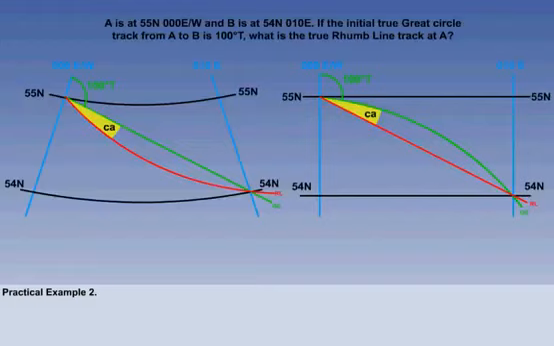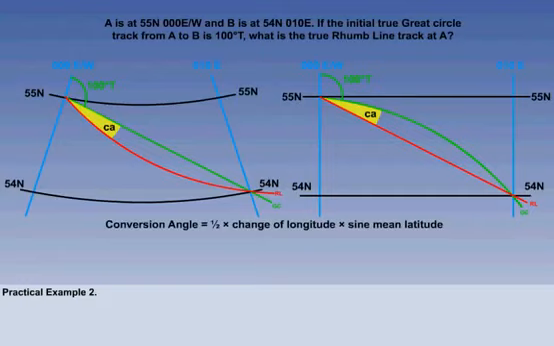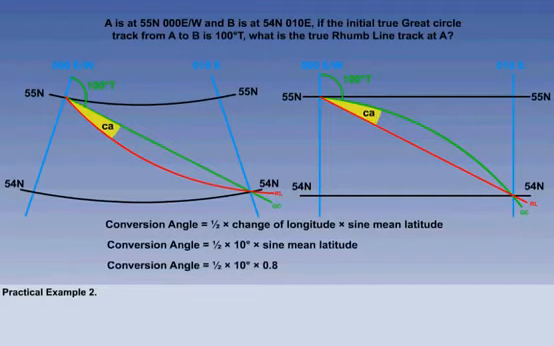It should look like one of these. So now find the conversion angle. The change of longitude is 10 degrees, and the sine of 54.5 degrees is almost exactly 0.8. So you should have found a conversion angle of 4 degrees. So what does that give you as a rhumb line track? The rhumb line track is 104 true.